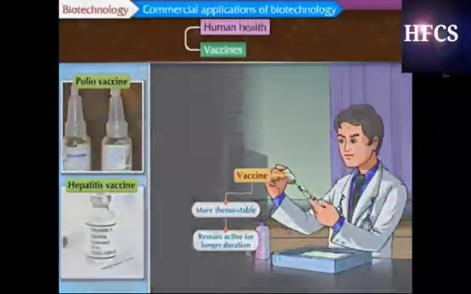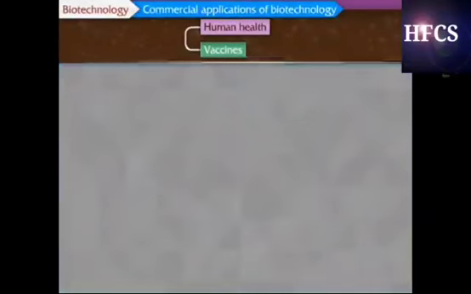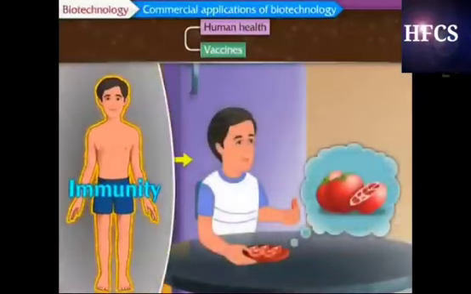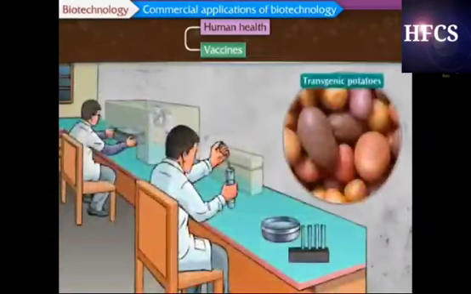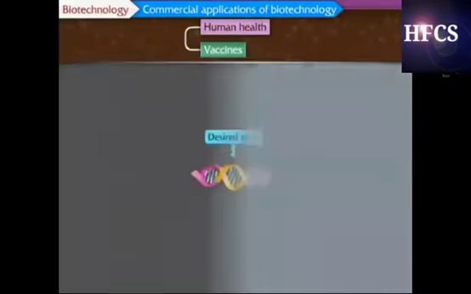Students, you will be amazed to know that the day is not far away when, instead of getting drops or injections of vaccines, you will be able to get immunity by simply eating some vegetables. We may call them edible vaccines. Scientists are developing transgenic potatoes with the help of biotechnology. For this, the desired gene is isolated from human pathogens like Vibrio cholerae and E. coli, and it is transferred into a transgenic plant virus.